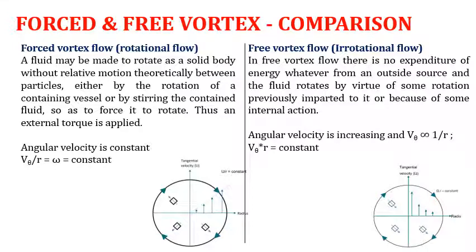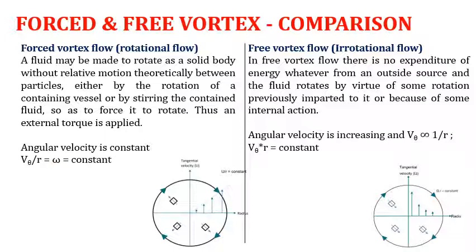In forced vortex flow, basically an external torque is required to cause motion in the fluid particle. For example, in a washing machine, when you switch it on, the motor rotates the drum, which eventually rotates the liquid present inside the drum. So an external torque is required, which is causing motion of the liquid. As it depends upon the externally applied rotation or torque or motion, the angular velocity is constant.